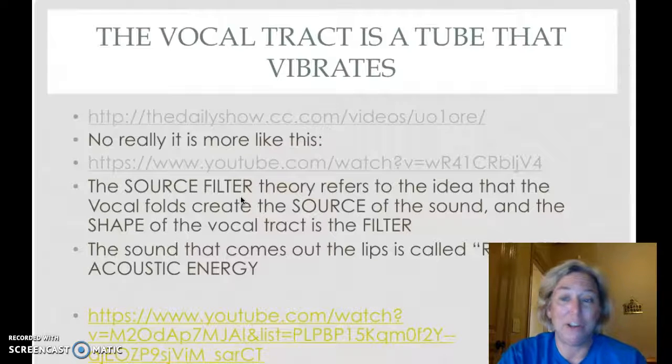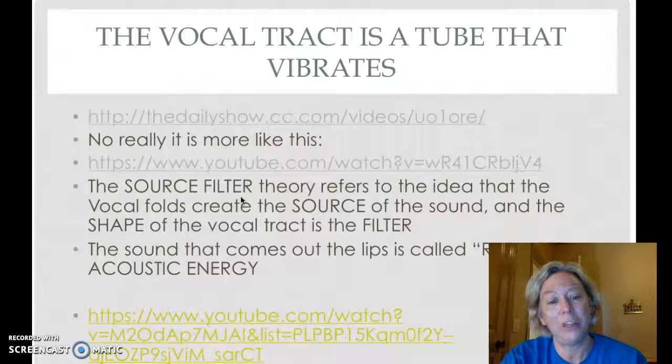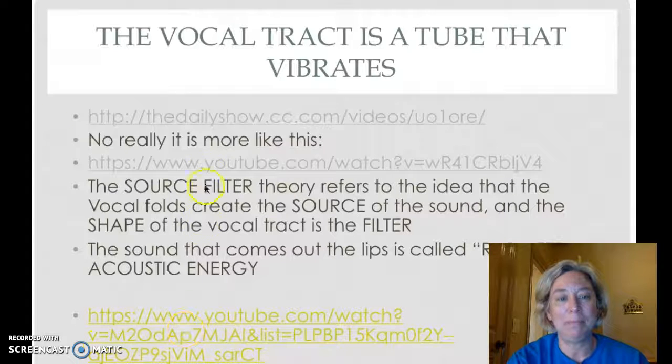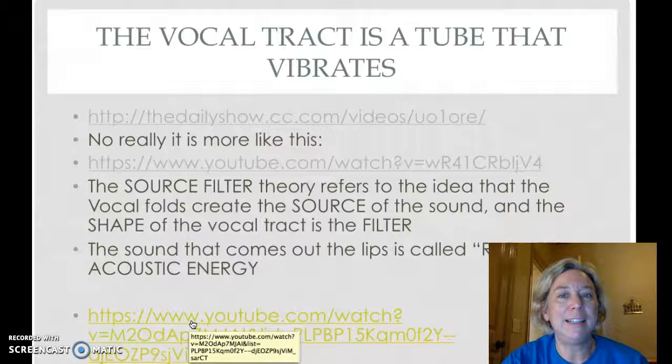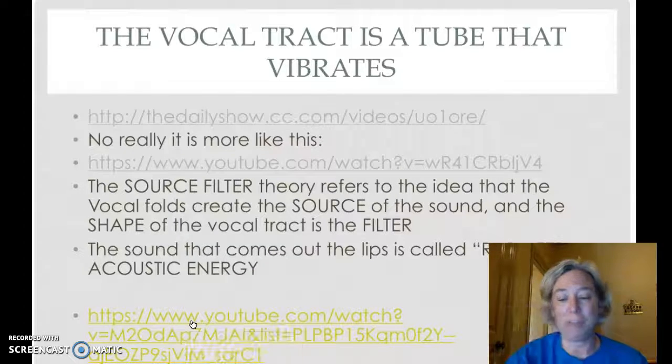And so it is actually called radiated acoustic energy. I really encourage you to click on these links, this one and this one, and you'll see some pretty nice examples of the source, which is your vocal folds, and the filter, which is the mouth.